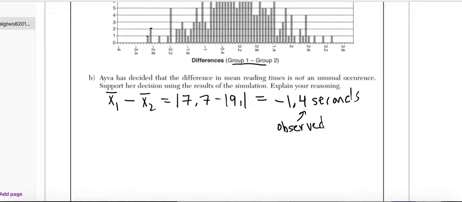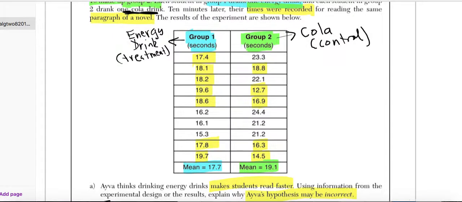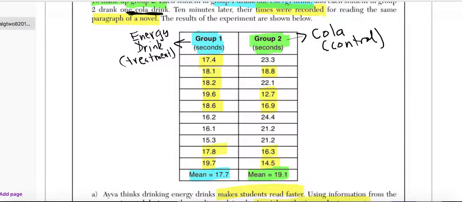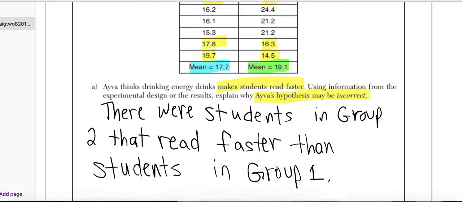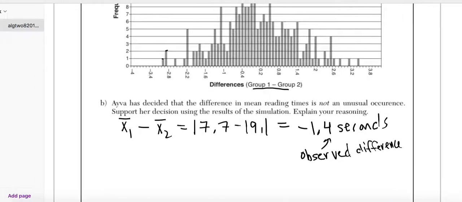The average reading time for students in group 1 was 1.4 seconds less than students in group 2, or they read 1.4 seconds faster than students in group 2. So let's see what part B is asking us now.